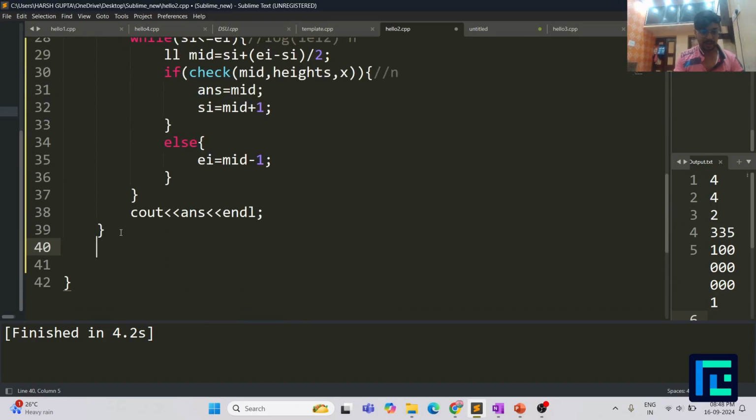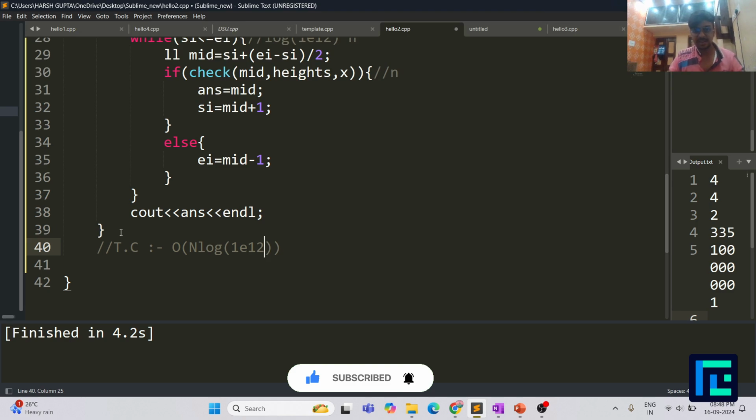So you can say that the time complexity that you require is nothing but big O of n log, at max you can say 1e12, or you can take a lesser height as well, but the height should be greater than 1e10 or something like that. Okay, so it will definitely pass the constraints, right?